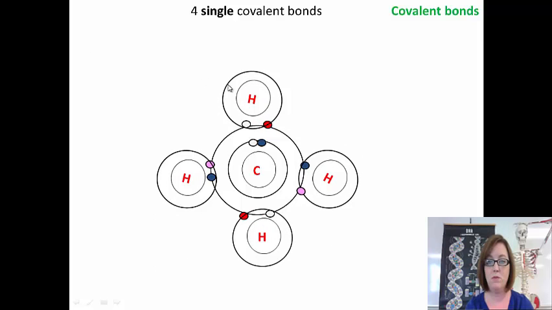Now, if you count, carbon will have 8 electrons in its valence shell. And each hydrogen has 2 electrons in its first shell, which is its valence shell. Don't forget that first shell is full with 2. So the valence shell is full on all these hydrogens too. These are examples of single covalent bonds. So we see 4 single covalent bonds in this picture.